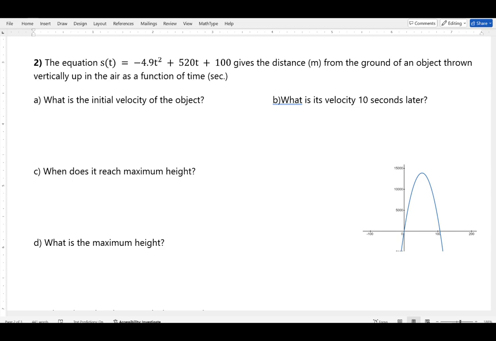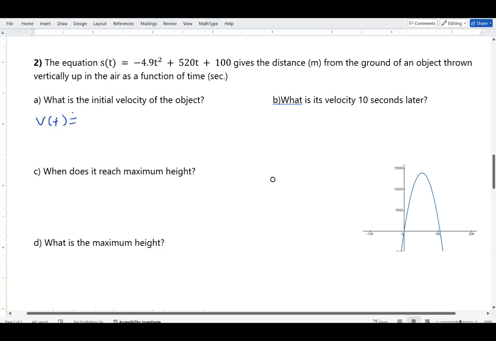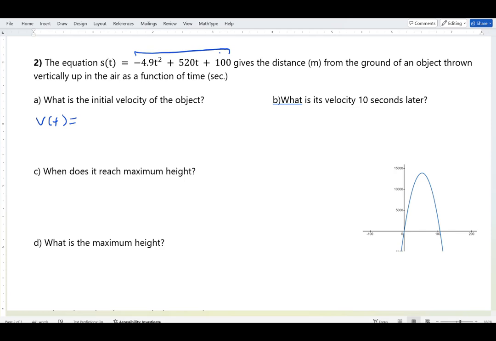So part A, we're asked to find the initial velocity of the object. So first we will find velocity as a function of time, and then initial meaning at t equals 0, so we're going to plug in t equals 0 into that. So let's begin by finding v of t, taking the derivative of the given function. So bring the 2 down. It's going to be negative 9.8 t plus 520. Of course, derivative of a constant is 0, that disappears. Now initial velocity, plug in 0 for t, and we get 520. And the units will be, once again, meters per second.